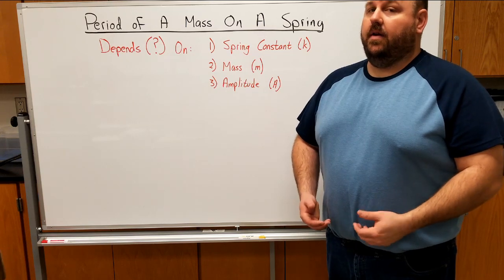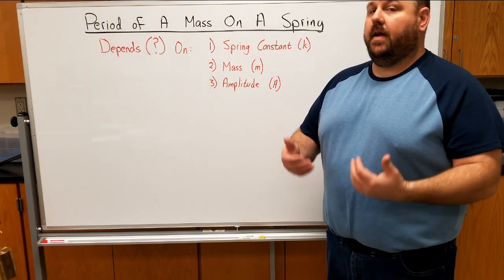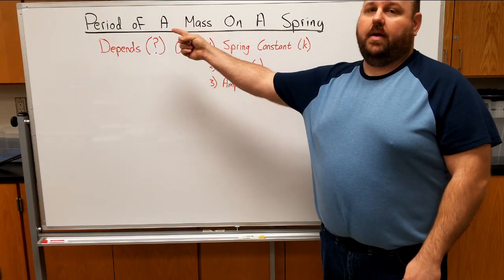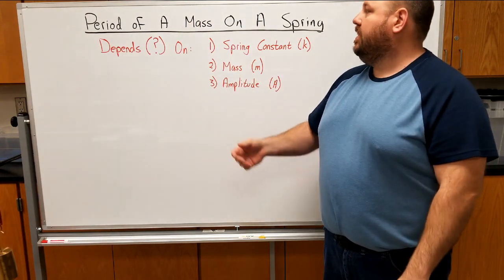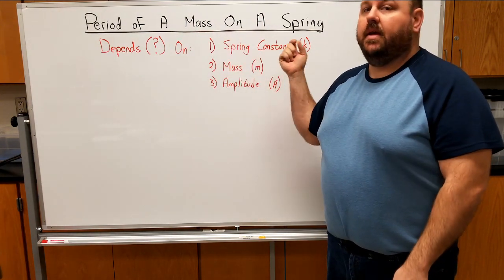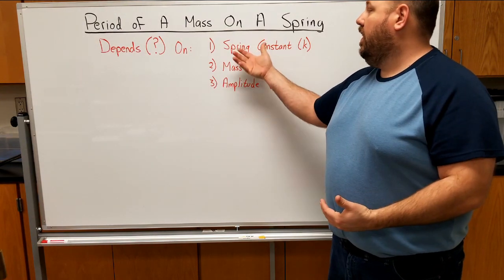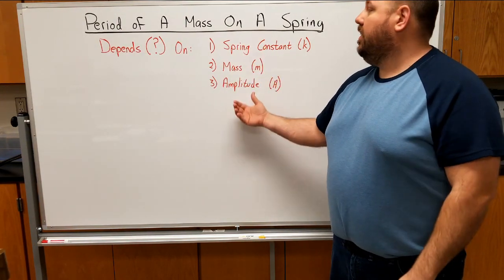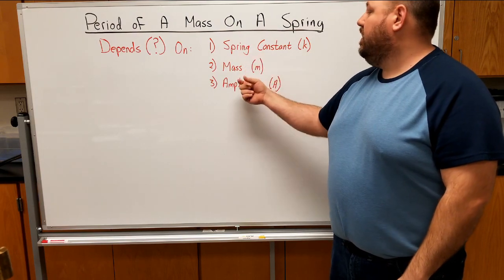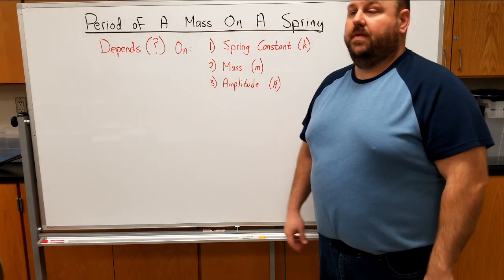Today in the Physics Funhouse, we are investigating the factors that affect the period or time period for oscillation of a mass on a spring. And there's three factors that we're going to check briefly to see if they even change the period of a mass on a spring. And that's the spring constant, the mass, and the amplitude of its motion.